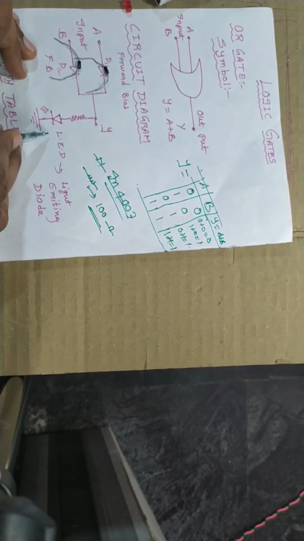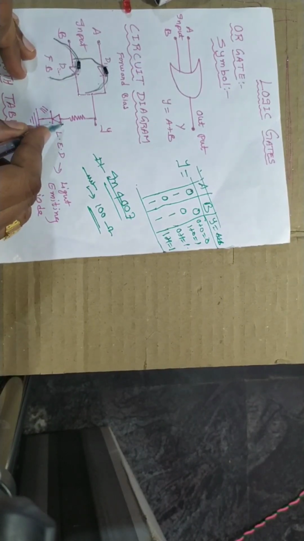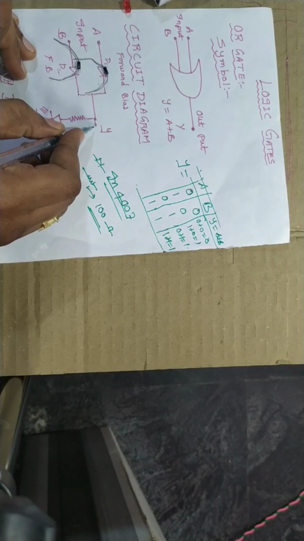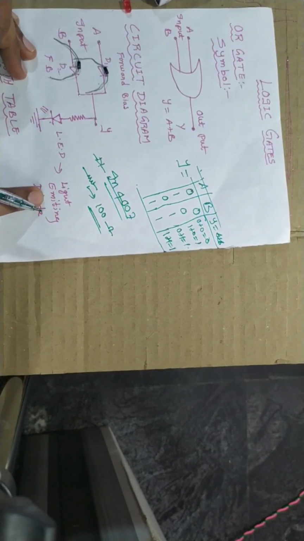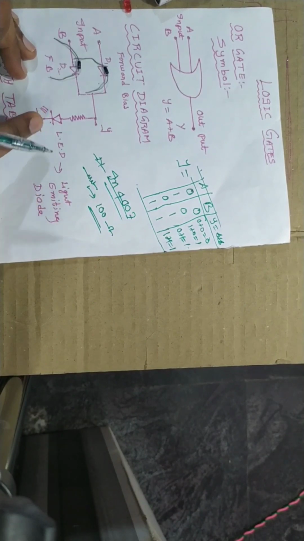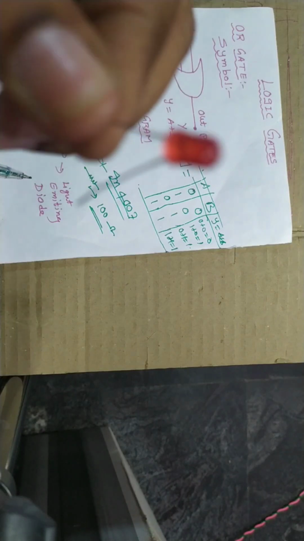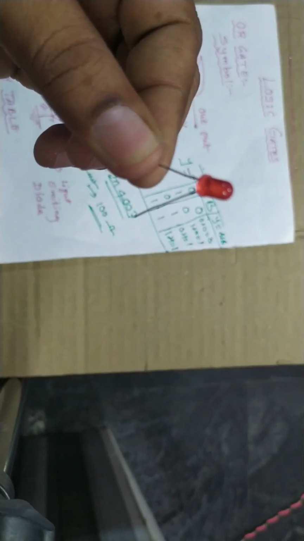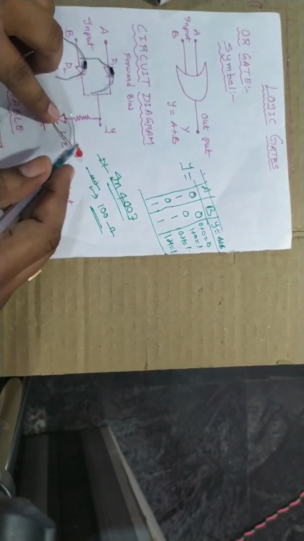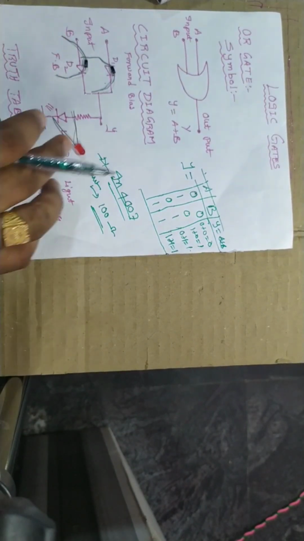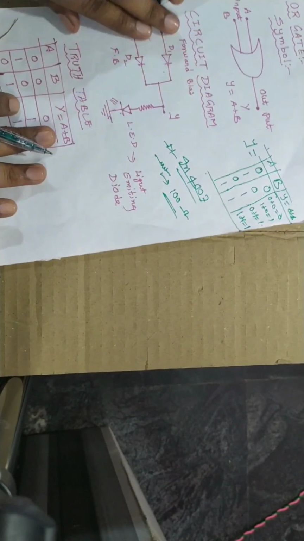This is an LED, a light emitting diode, which I connected to detect the output, whether current is passing or not. This is also a diode, a light emitting diode. Here you get a light. So I will connect this here to check whether output is coming or not. Next, the truth table. We will see it now.